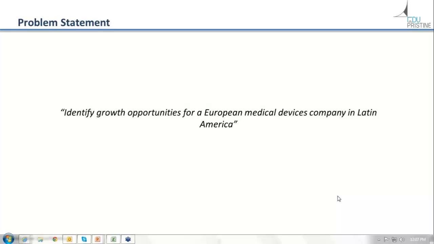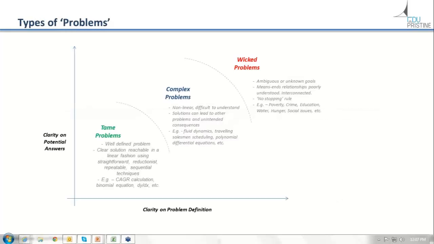But what we're trying to do here is break down this problem, next page, and say, hey, first of all, let's take a step back and ask what kind of problem it is. Is it a tame problem? Is it a complex problem? Is it a wicked problem? For those of you who don't know this concept, there are a wide variety of problems out there.